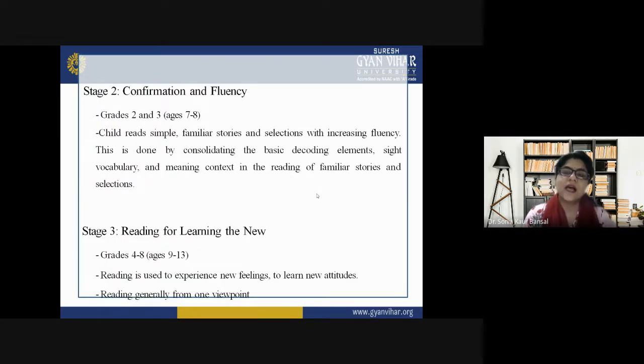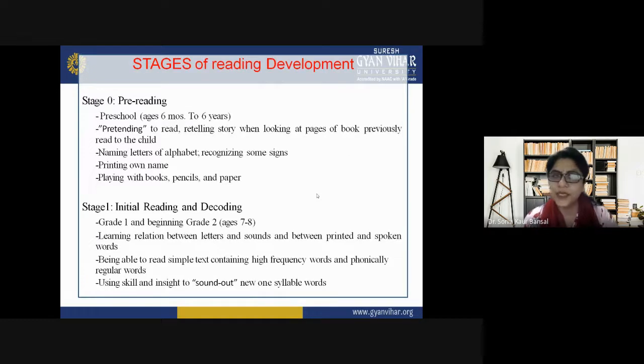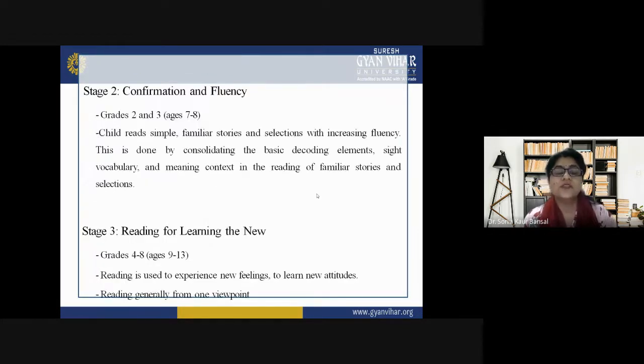Now students comes stage 2, that is the confirmation and fluency stage. We have seen that stage 0 was related to pre-reading, stage 1 was related to initial reading and decoding. The second stage, stage 2, is confirmation and fluency. So confirmation and fluency comes at grades 2 and 3, ages 7 to 8.